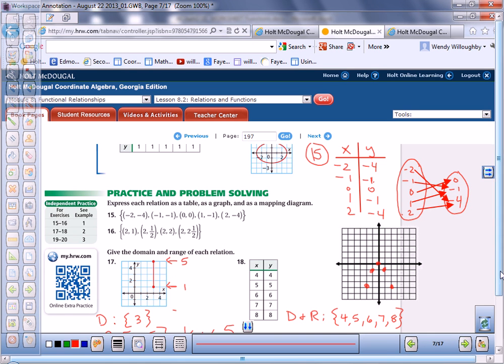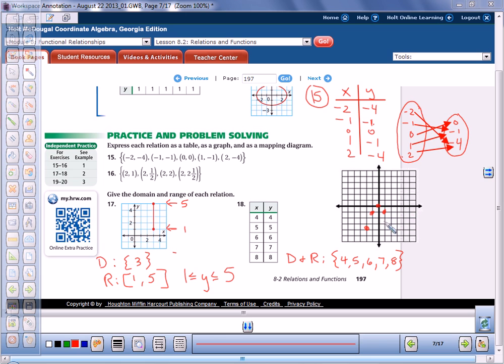Okay, your book work. Number 15 asks us to take this set of ordered pairs, that is our relation, and display it as a table, which I did, a vertical, a mapping, and as a graph. Should I connect the dots of the graph? No, we shouldn't, because it's just the discrete individual points.